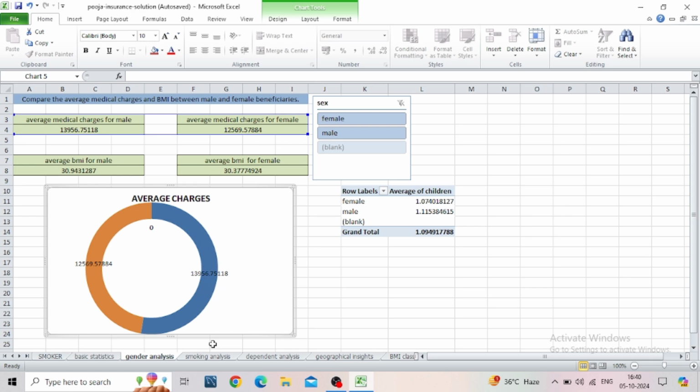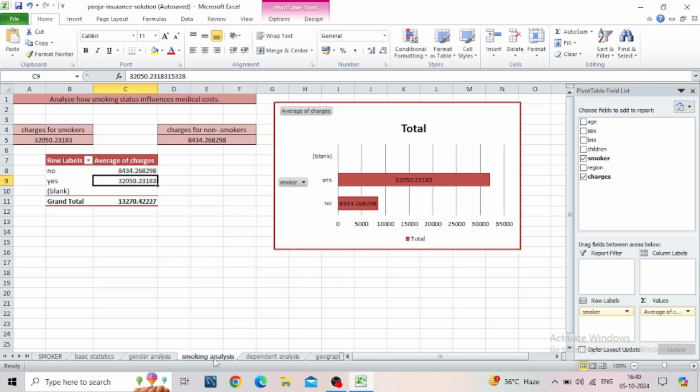So let's move on to task 3, and task 3 is the impact of smoking on cost. Here I analyzed the impact of smoking on medical charges. I used Excel functions, pivot tables, and a chart here to compare the average charges for smokers and non-smokers.